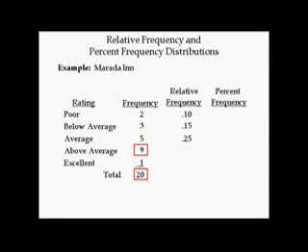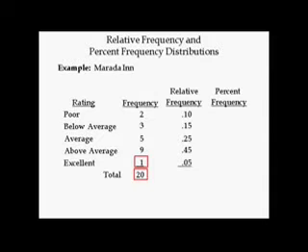Since 9 people rated Murata's quality as above average, the relative frequency of customers saying Murata's quality was above average is found by dividing 9 by 20. The relative frequency is 0.45. Since 1 person rated Murata's quality as excellent, the relative frequency is found by dividing 1 by 20. The relative frequency of customers saying Murata's quality was excellent is 0.05.